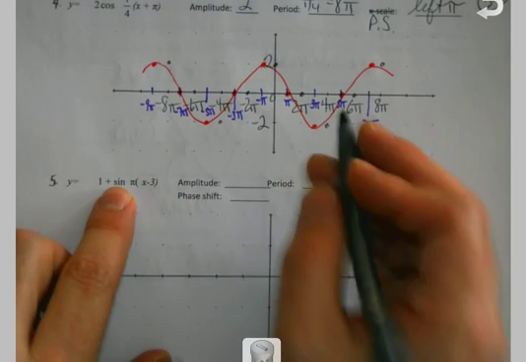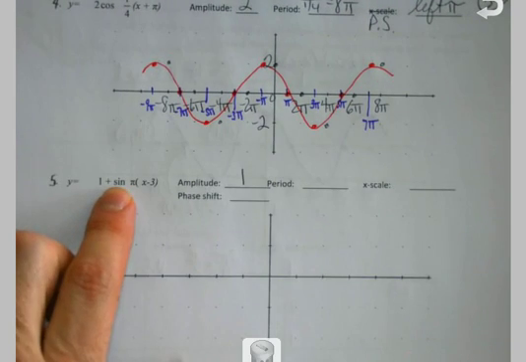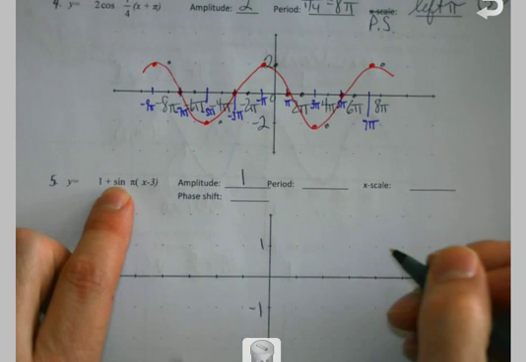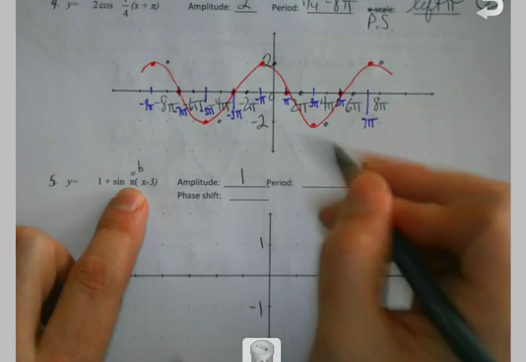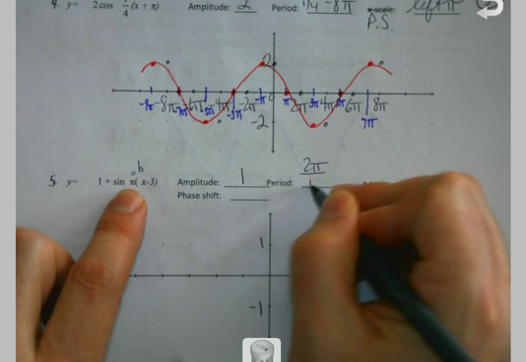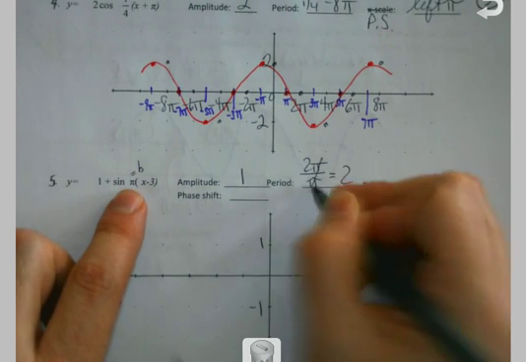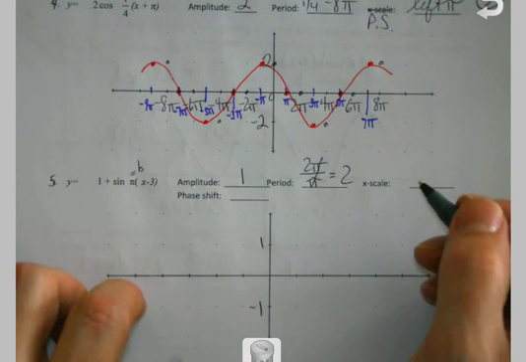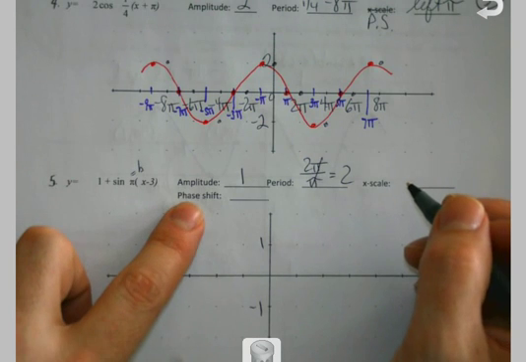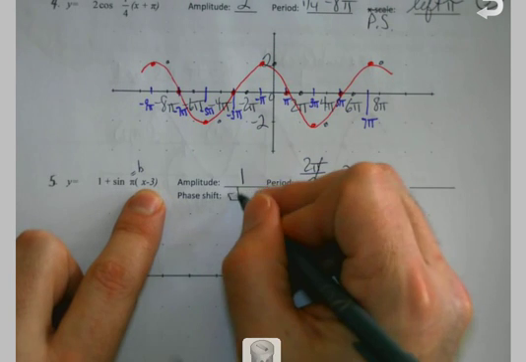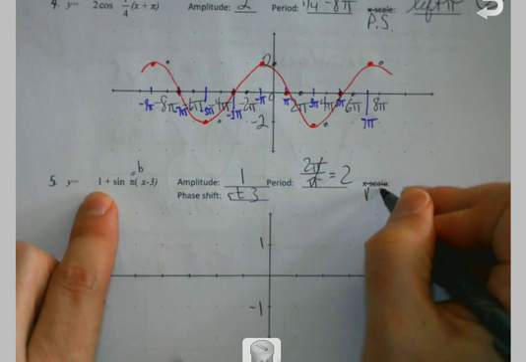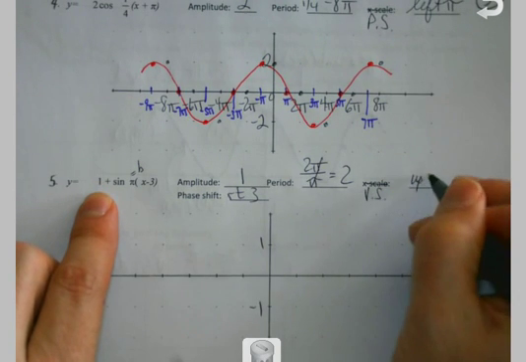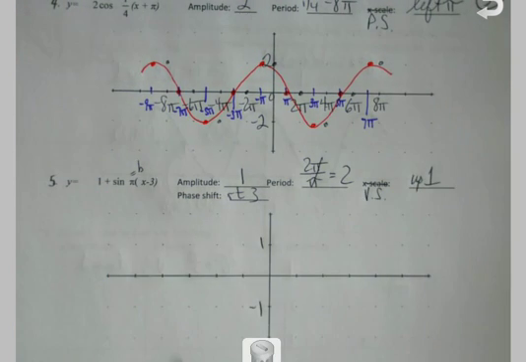Okay, I do not have an amplitude here this time, so that'll just be 1, so that's kind of nice. We'll get that part in. My b value is pi, so my period is 2 pi over pi, which is just 2. I have a phase shift of right 3 and a vertical shift of up 1. Middle of everything this time.